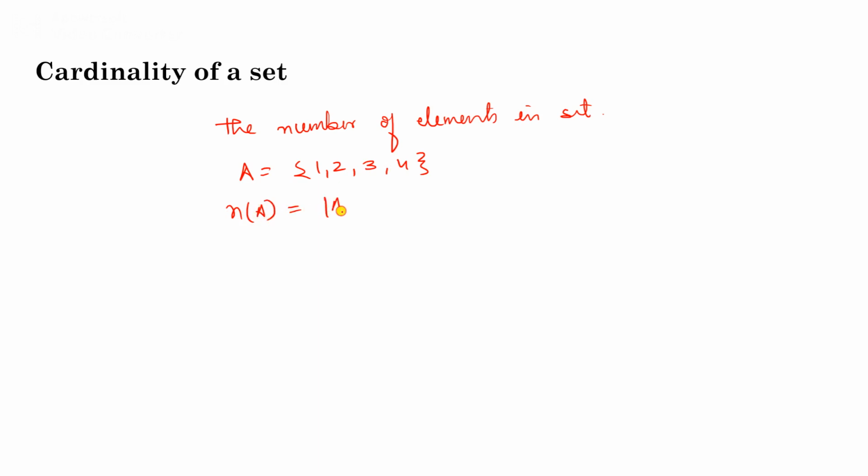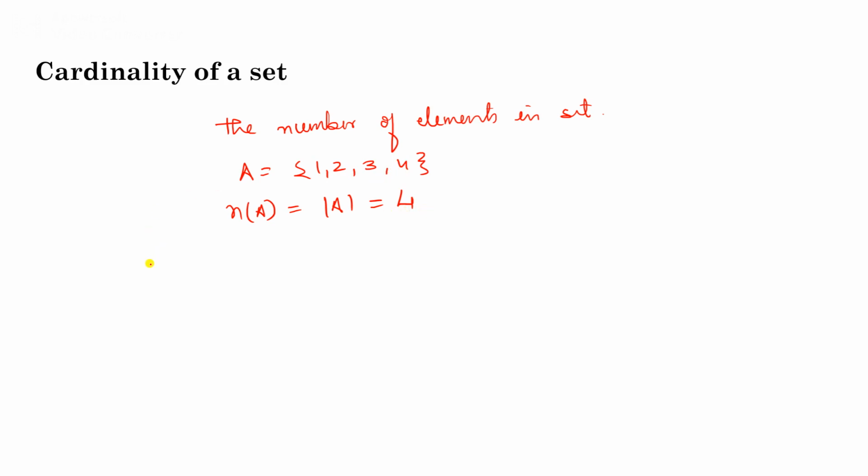Now we define the cardinality of a set. Cardinality of a set is the number of elements in a set. For example, suppose A equals 1, 2, 3, 4. So the cardinality of this set is 4. It is denoted by the number of elements in the set, or you can write modulus A. So modulus A equals 4 because the number of elements in the set is 4. So this is the cardinality of a set.